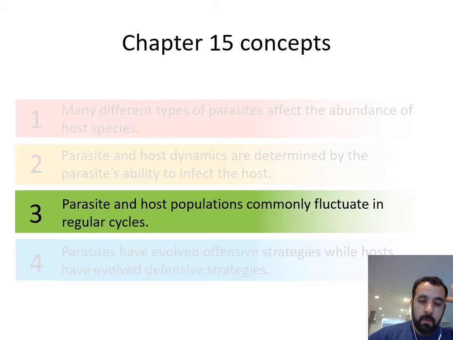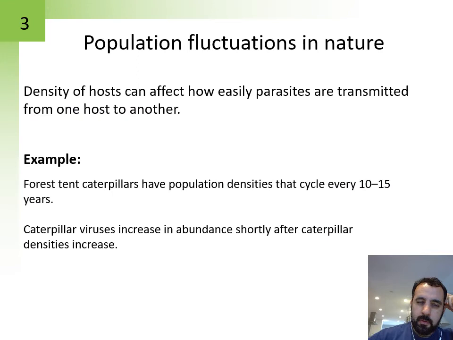So, parasite and host populations commonly fluctuate in regular cycles. And this is a part that I wish we'd spend a little bit more time on, because you can go into the nuts and bolts of that by studying the math of it. But we're not going to do that. Population fluctuations in nature are common for parasites.